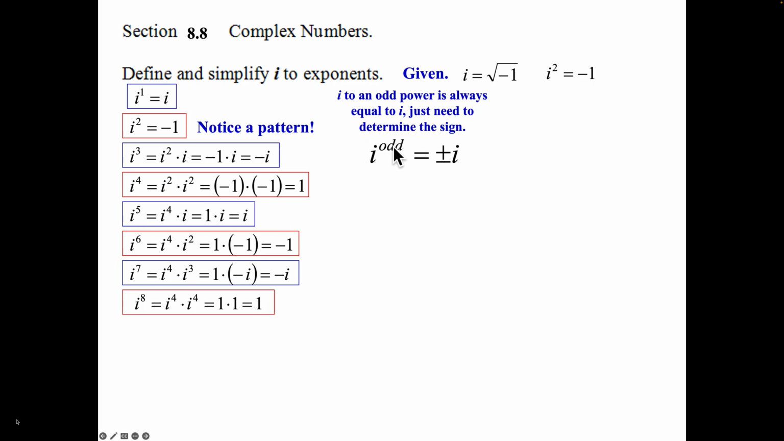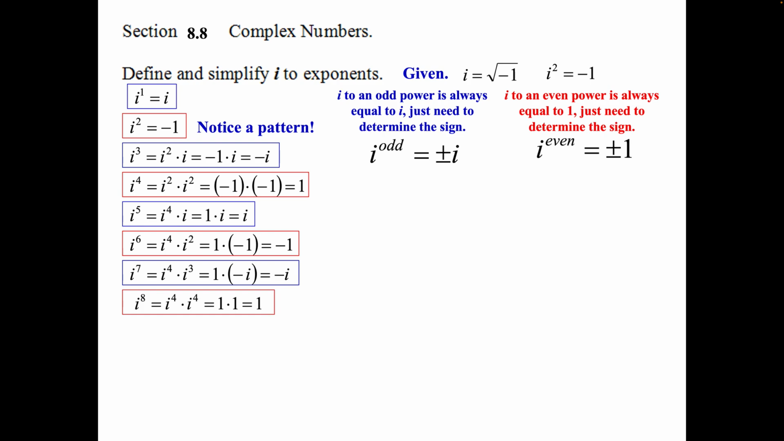So we're going to look at this pattern and say, okay, if I'm starting out with i to an odd power, I know it's either a positive i or a negative i. We'll write that down, and then we'll determine the sign. And if it's i to an even power, we're going to say it's a positive or -1. We'll just figure out the sign. So technically, by knowing whether it's i to an odd or i to an even power, we have half the answer. We just have to figure out the sign.